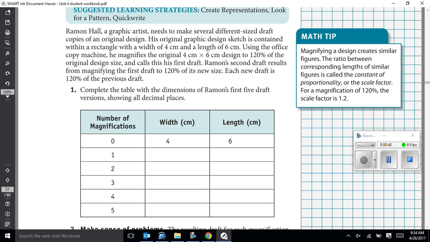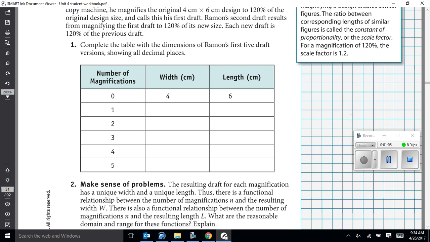Using the office copy machine, he magnifies the original 4x6 design to 120% of the original design size and calls this his first draft. Raymond's second draft results from magnifying the first draft to 120% of its new size. Each new draft is 120% of the previous draft. Complete the table with the dimensions of Raymond's first 5 draft versions showing all decimal places.